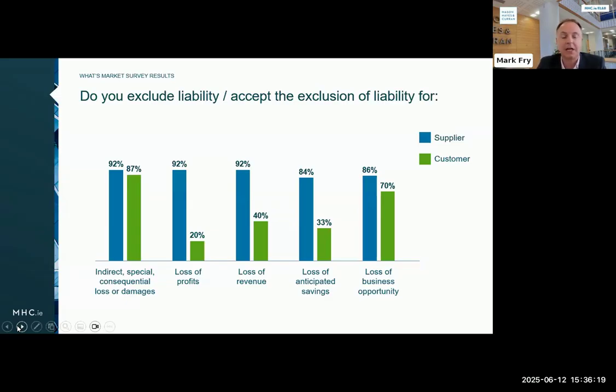And that overcomes that challenge further down the line of a supplier then turning around to say, well, look, these weren't within our contemplation at the time of the agreement, and they're therefore excluded as being indirect or too remote. So that's also a clear trend that we see.